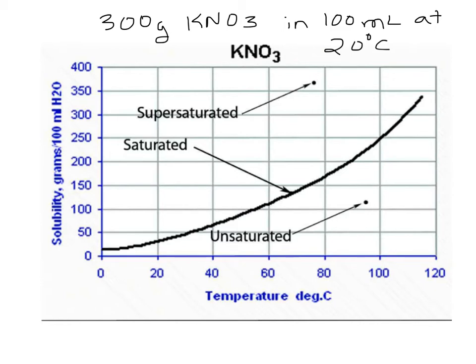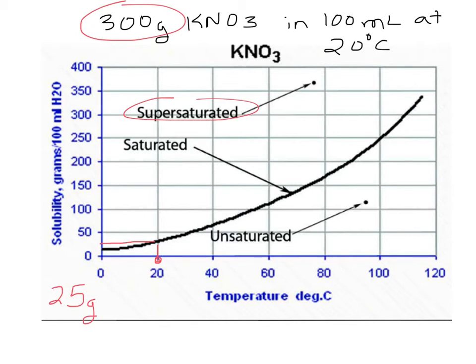Well, to answer this question, here's what you have to do. You have to go to 20 degrees and figure out how many grams should be able to dissolve at that temperature. It looks like 25 grams. So at 20 degrees, 25 grams of KNO3 can dissolve, but I've got 300 grams dissolved. Clearly, that is supersaturated. It's holding more than it's supposed to be able to hold, and that is what makes it supersaturated.